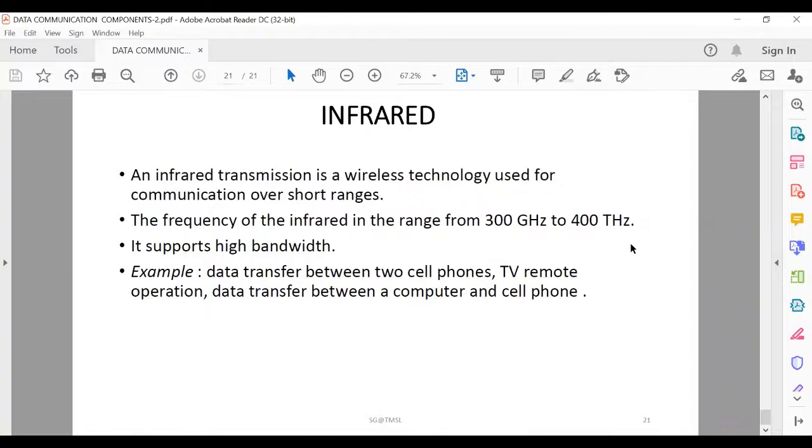So these are the different advantages. And one disadvantage is that it is unreliable outside the building, because the sun rays will interfere with these infrared waves. So these are the different transmission media, both guided media and unguided media, that I have discussed.